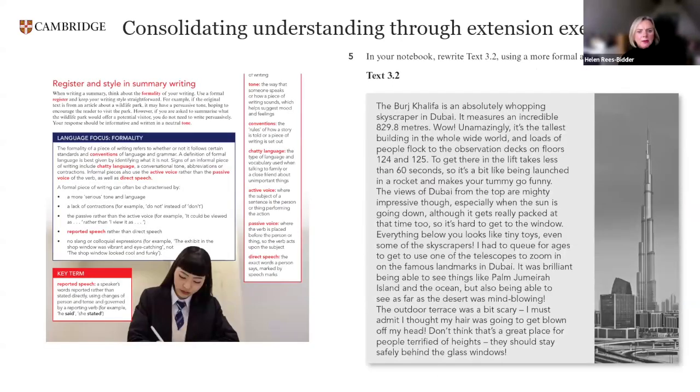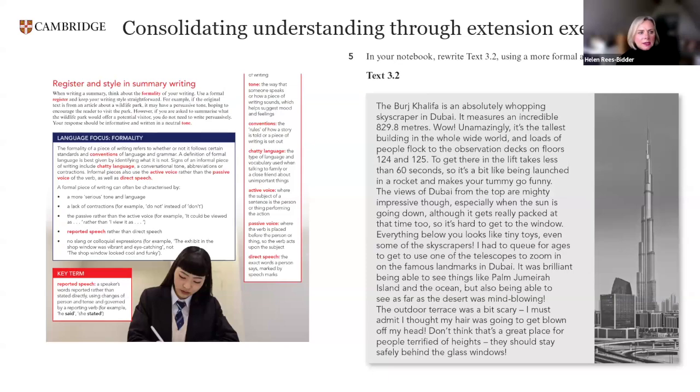So again, this is comparing the workbook across to the course book. On the left here, we've got a section from the course book about register and style in summary writing and reminding them. And this extension activity in the workbook is where somebody has written a summary and the style is not right. So we're asking them to rewrite that in a more formal and neutral tone. So you can see the link to the course book, the language focus there on formality, and there's an exercise in the workbook that builds on that by getting them to change a rather lively summary style into a more formal neutral tone. So it just shows you those links.